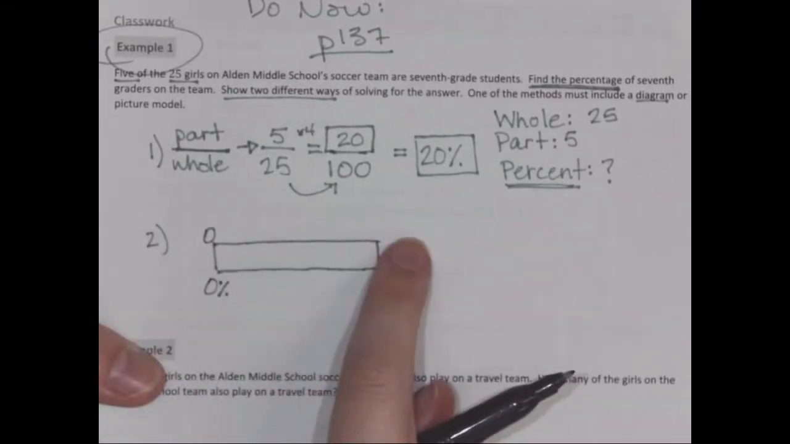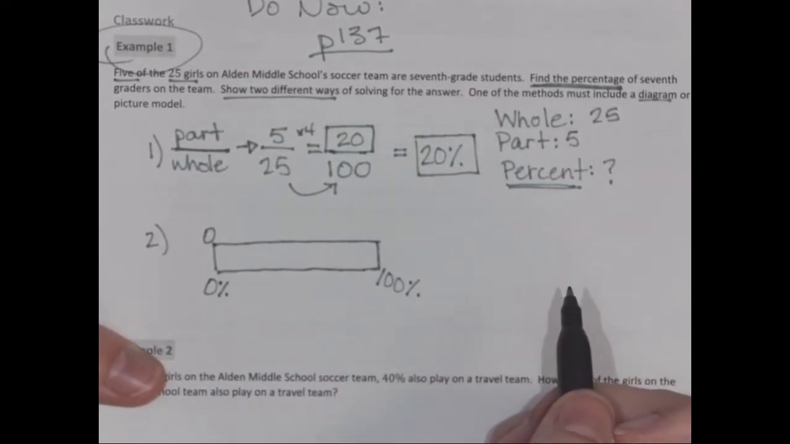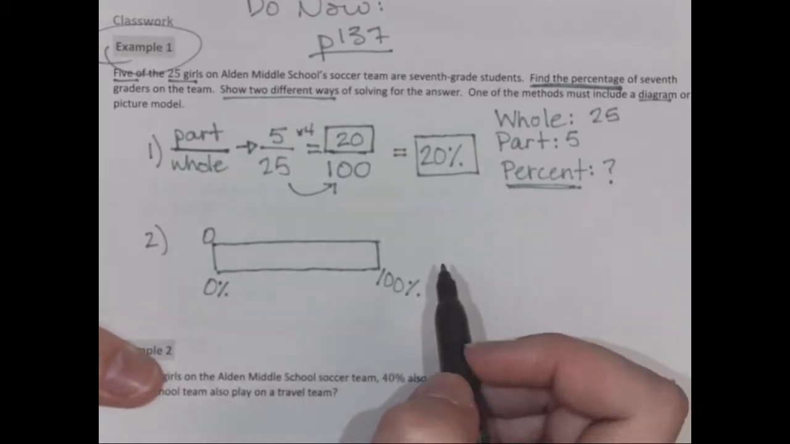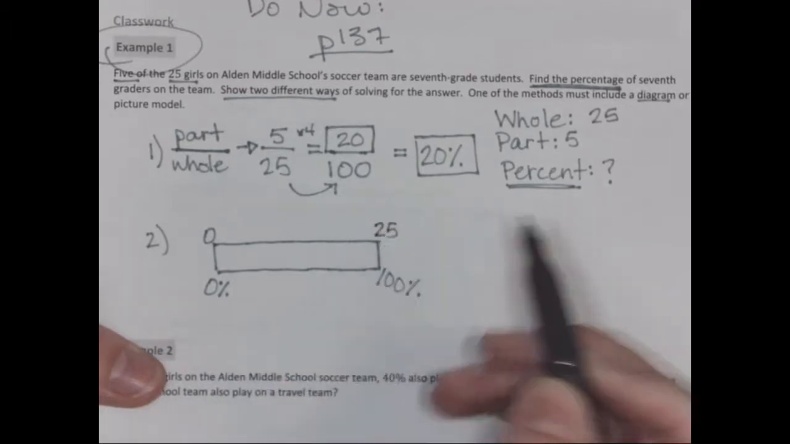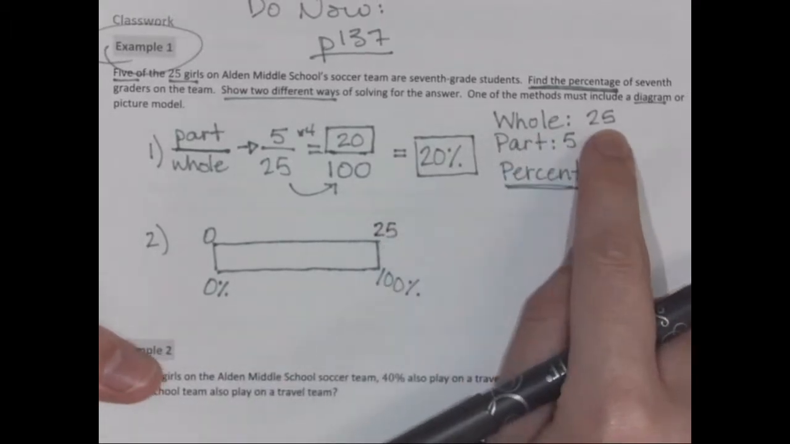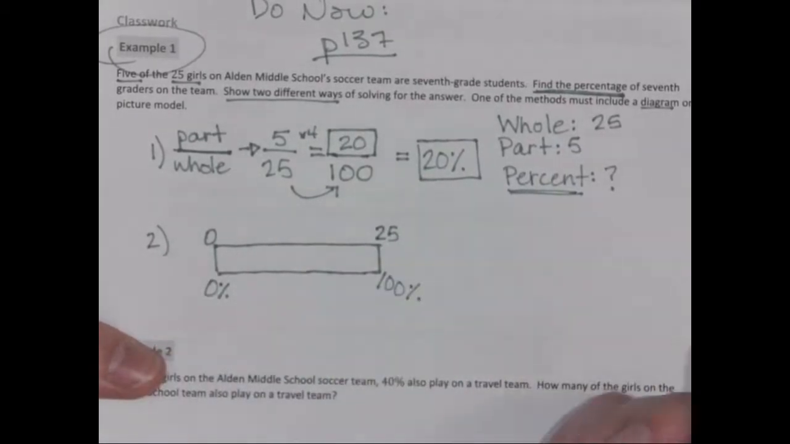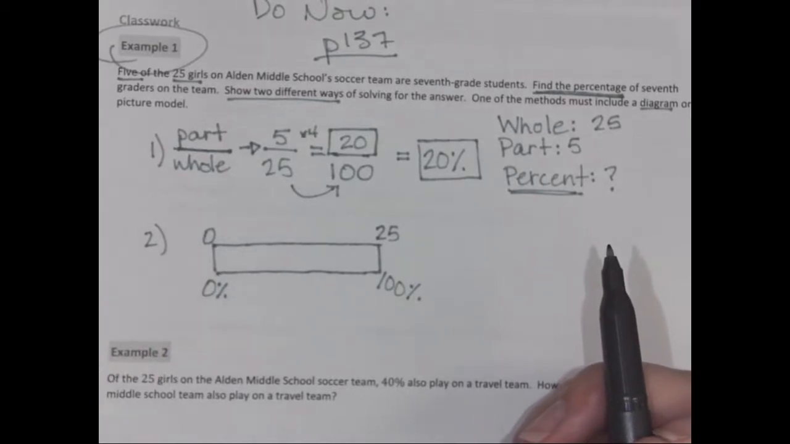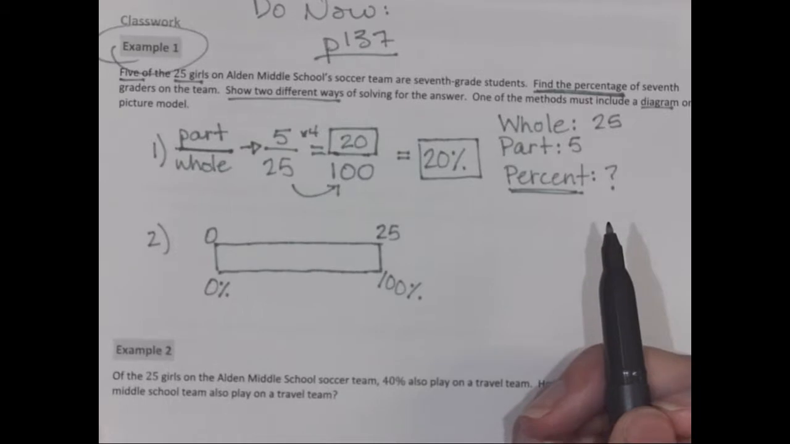Do we know the whole quantity? What's the whole quantity? Go ahead, Tony. What's the whole quantity, Ricardo? 25. The whole quantity is 25. What else do we know that we can label on our diagram? What else do we know, Shay, that we can label on our diagram?